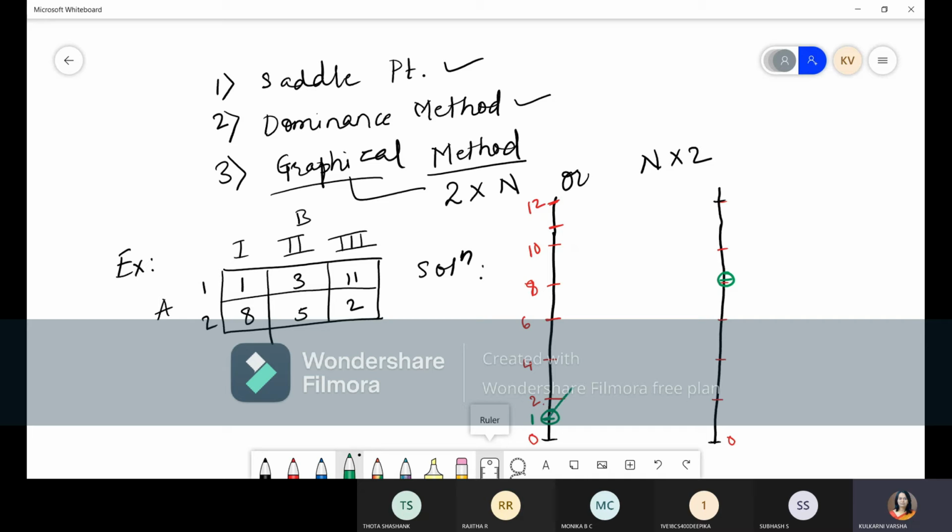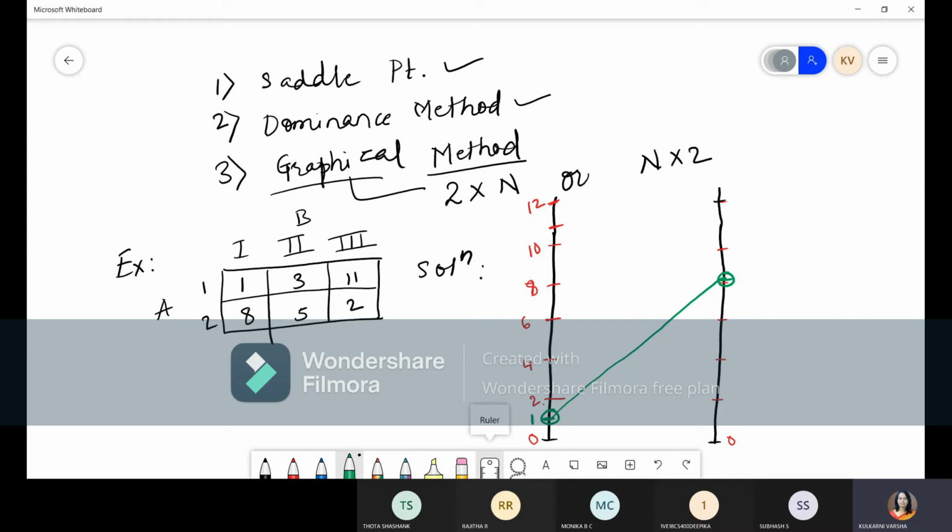When we join these 2 points, we have to take the proper scale. There won't be any rough sketch. It should always be with the proper scale. Otherwise, if you go for a rough sketch, it will definitely give you a wrong answer. So go with the proper scale. Okay, so you got this.